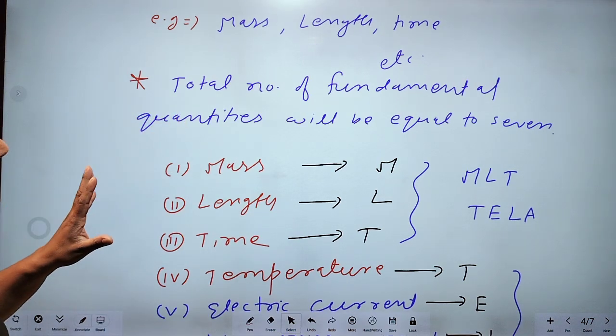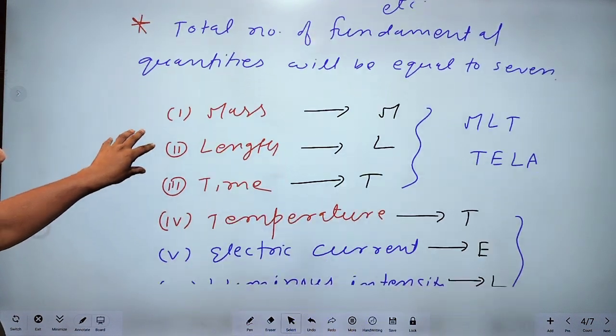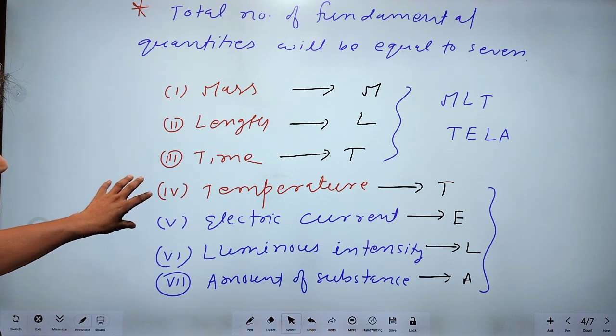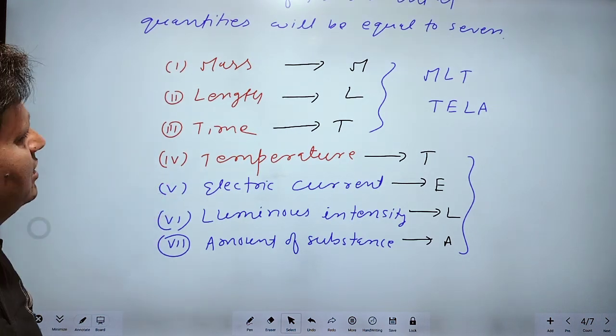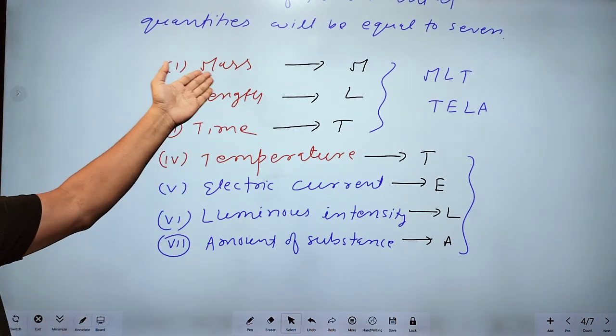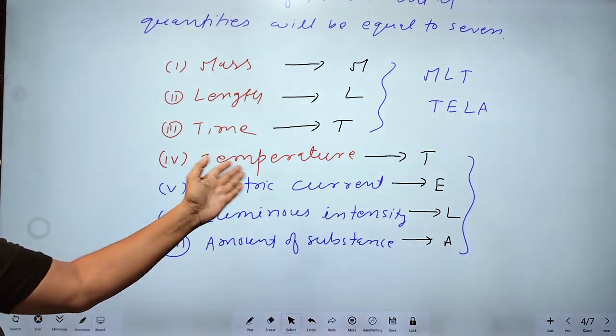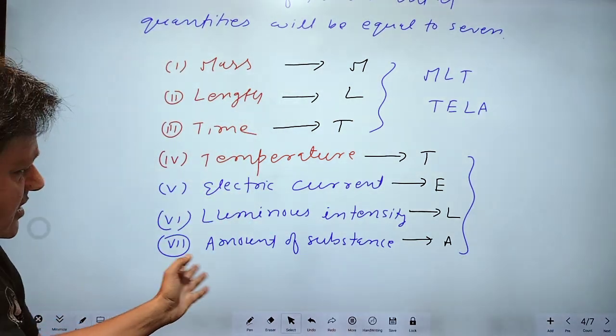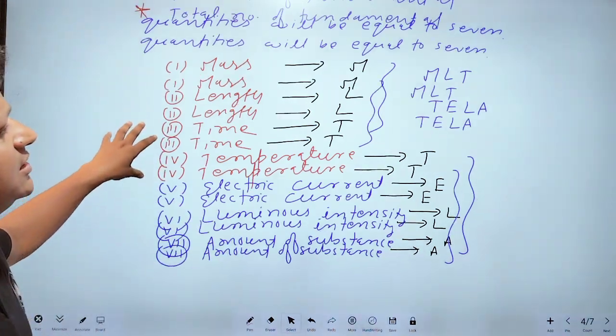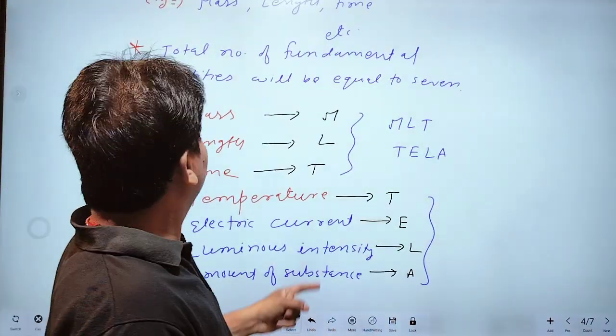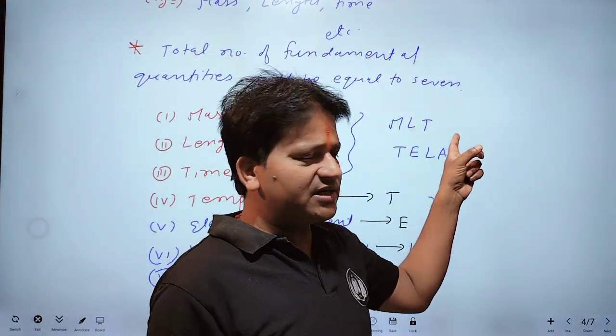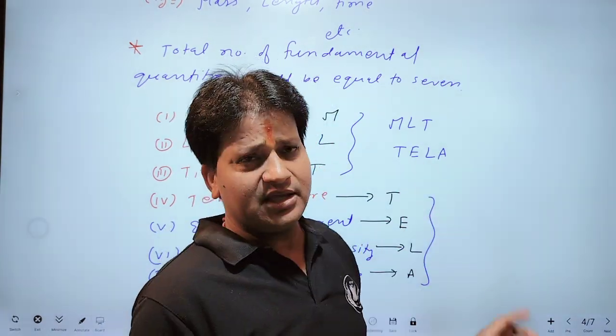You will remember 7 fundamental quantities which are mass, length, time, temperature, electric current, luminous intensity, amount of substance. This is a trick. First three MLT and last four Taylor. MLT Taylor.